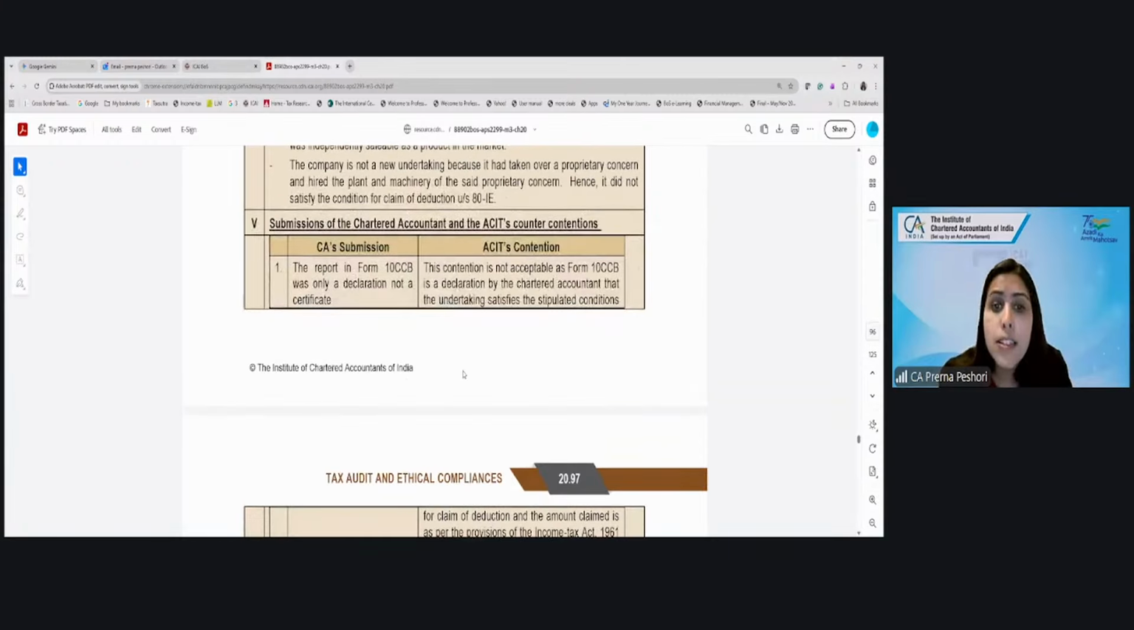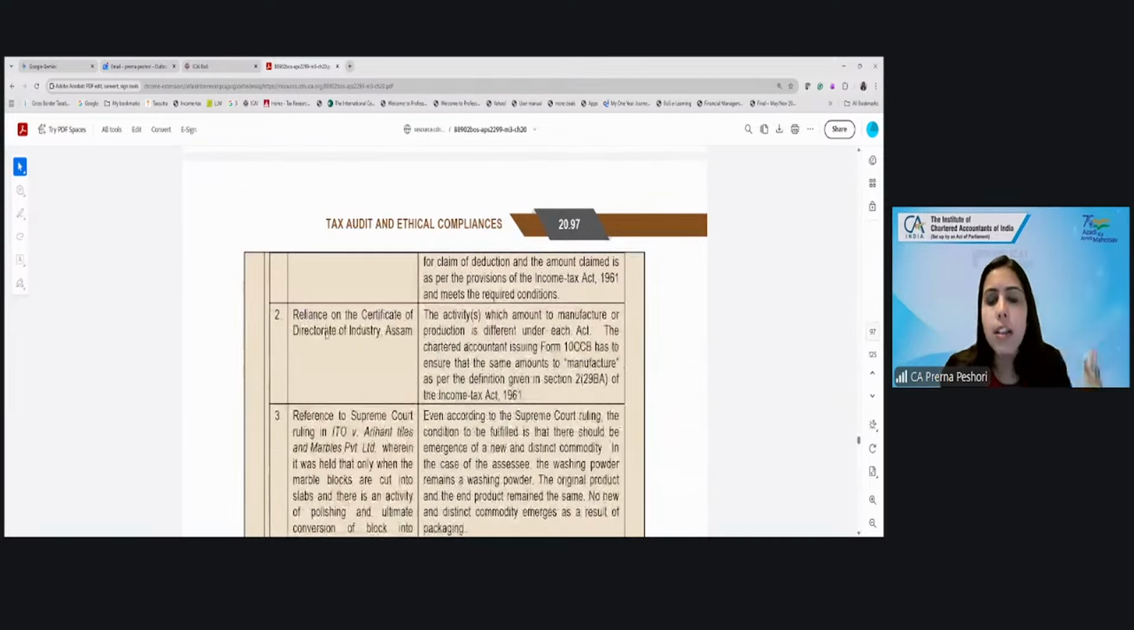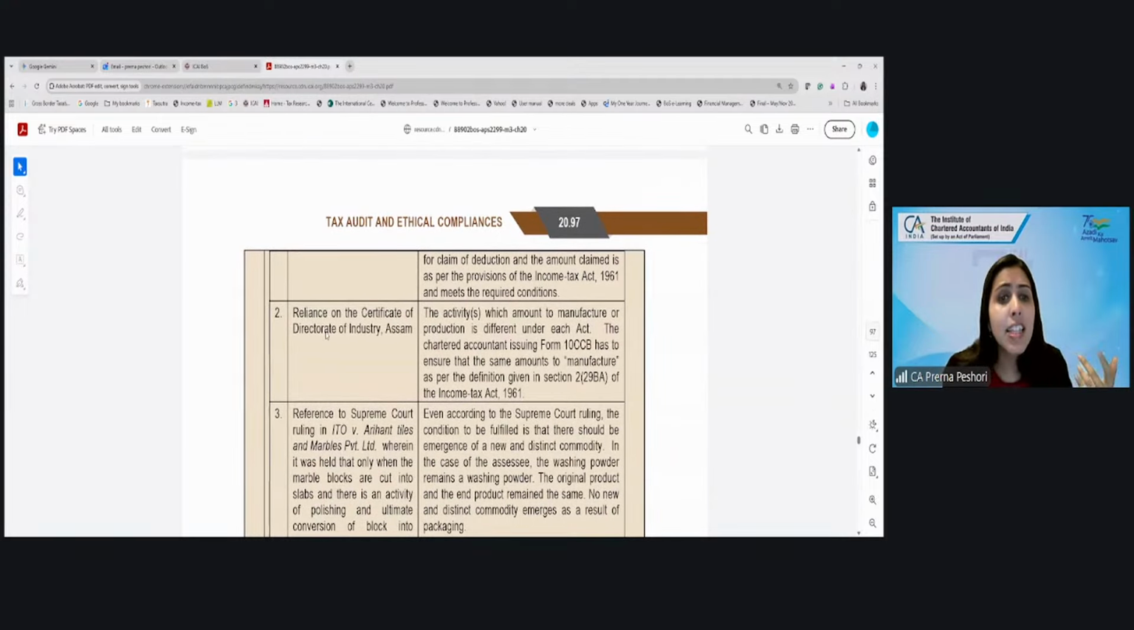Now, the submission of the CA is that the report in Form 10CCB was only a declaration, not a certificate. The ACIT said, no, this is not acceptable, as 10CCB is a declaration by a CA that the undertaking satisfies the condition for the claim of deduction, and that the amount claimed as deduction meets the conditions. The CA said he relied on the certificate of the Directorate of Industry, Assam.